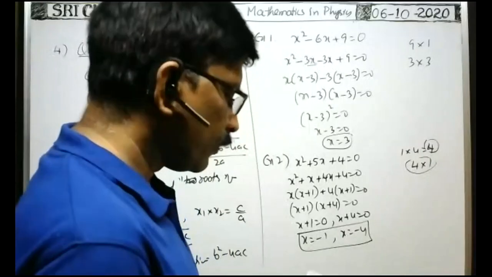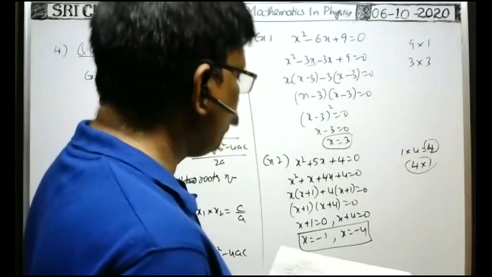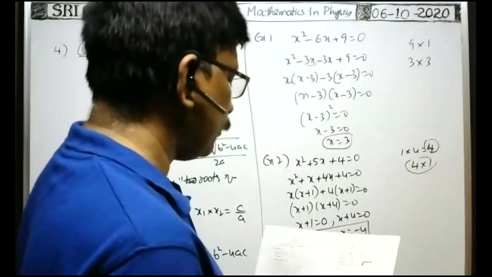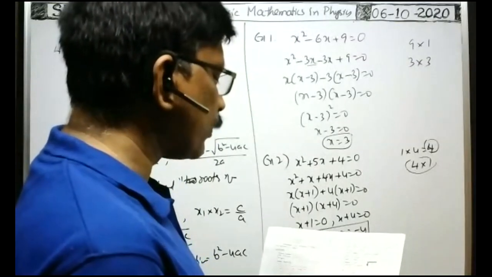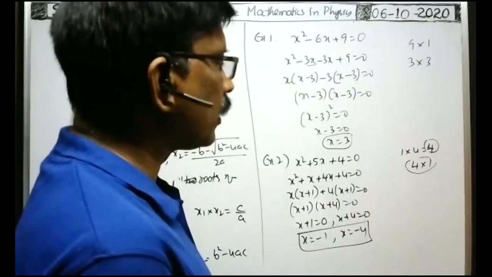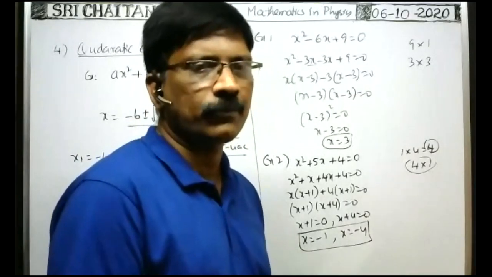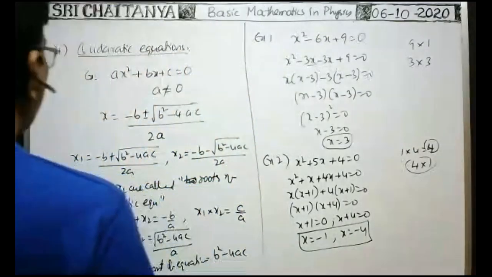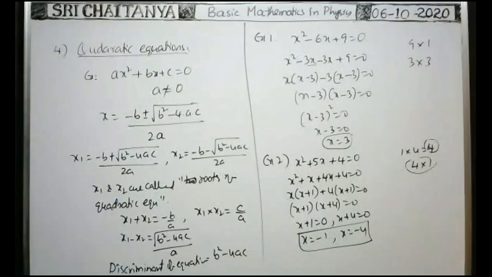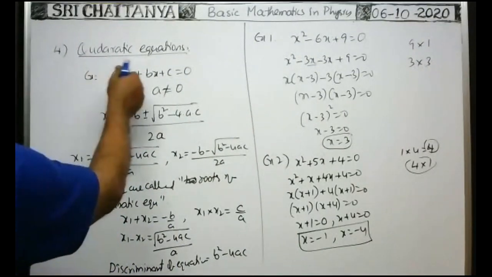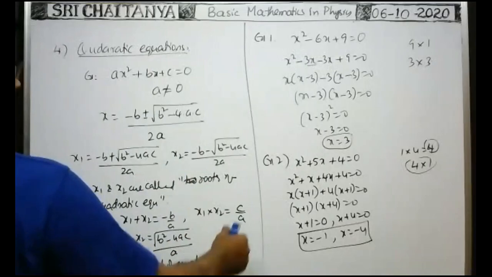Okay, next. Similarly, you do one problem. x square minus 7x plus 12 is equal to 0. What are the roots of that quadratic equation? Okay, in the homework class, you do those problems. Complete the homework problems. I will send the assignment. I will send the homework. You do those problems in the homework class.